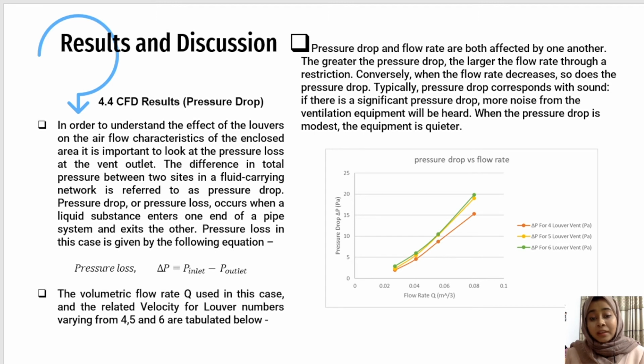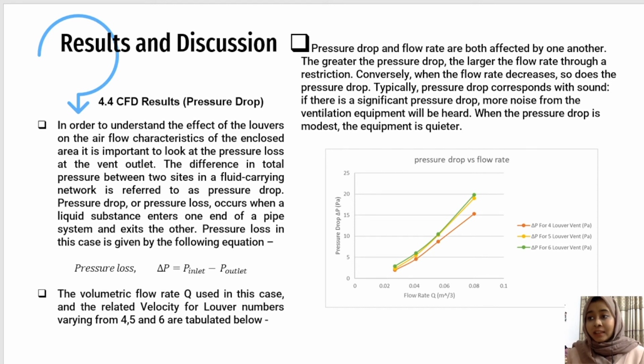If the pressure drop increases in an air vent with a high number of louvers, that means a higher amount of energy will be going into providing the energy for this vent. That means the cost will increase. Another thing that can be taken into consideration is noise. As the pressure drop increases, the noise will also increase for the vent.